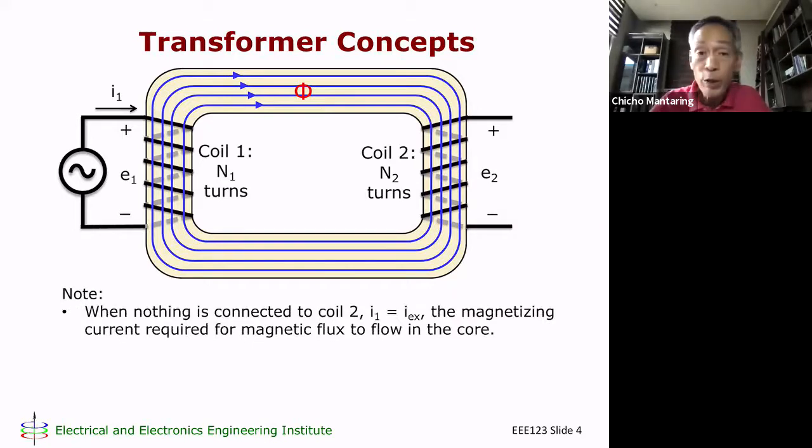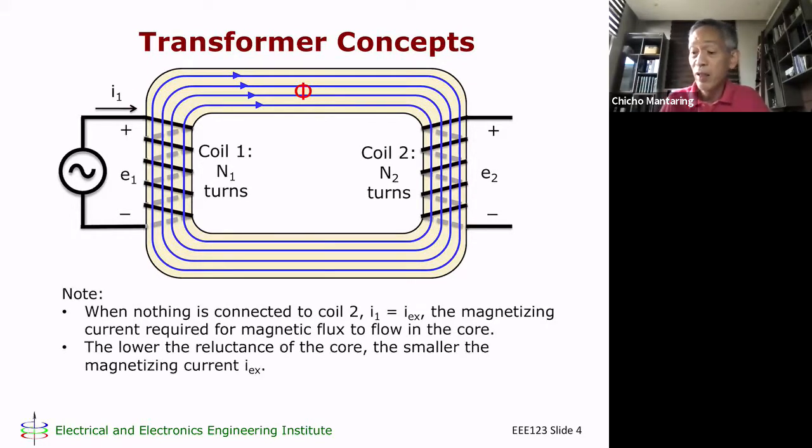When nothing is connected to coil 2, so let's say this is an open circuit, walang nakakabit dyan, then the current I1 that will flow will only be to magnetize this core. In other words, itong I1 na to, maliit na maliit yan. It will only be to magnetize this core. And if the core has a very low reluctance, this will be almost equal to 0. So the smaller the reluctance of the core, the smaller the magnetizing current. Iφ, or I_ex, is the magnetizing current.